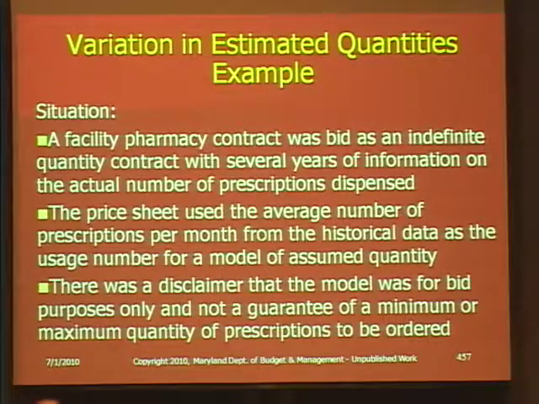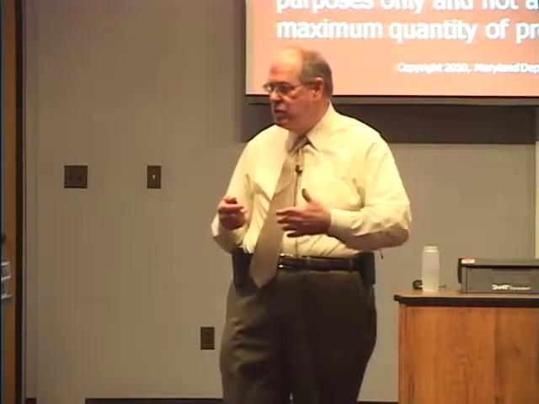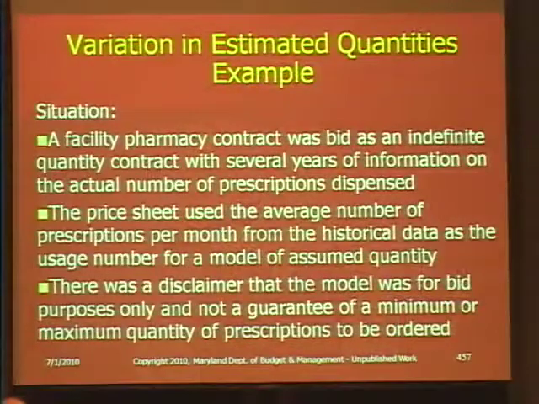The facility pharmacy contract was bid as an indefinite quantity contract with several years of information on the actual number of prescriptions dispensed. So we say that in a typical year, we will dispense 20,000 prescriptions to the residents of this particular facility, or 10,000, or whatever the number was. And we would give like 3 years worth of historical information on the number of prescriptions dispensed. The price sheet used the average number of prescriptions per month from the historical data as the usage number for a model of assumed quantity.